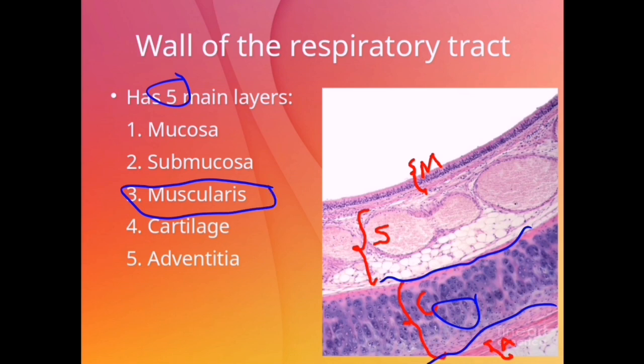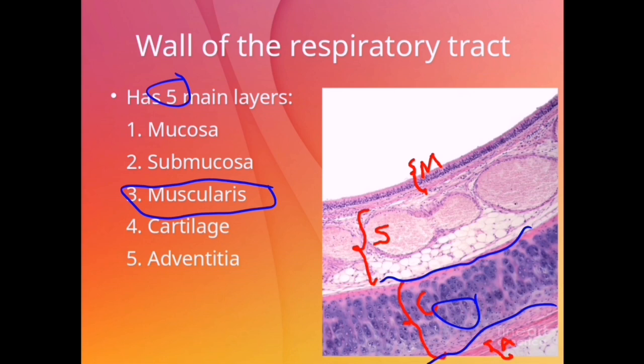The muscularis, when it is present, is found between the submucosa and the cartilage. This muscularis sometimes is made up of smooth muscle fibers, either arranged in a circular layer or in a discontinuous fashion where we have bundles of muscle fibers. Sometimes we can also find skeletal muscle, for example in the trachea. This muscle acts to provide different functions. Sometimes it acts to provide the cough reflex, for example the trachealis muscle.